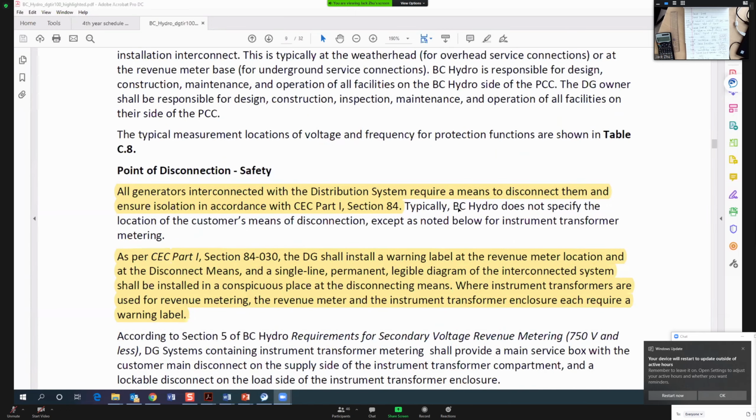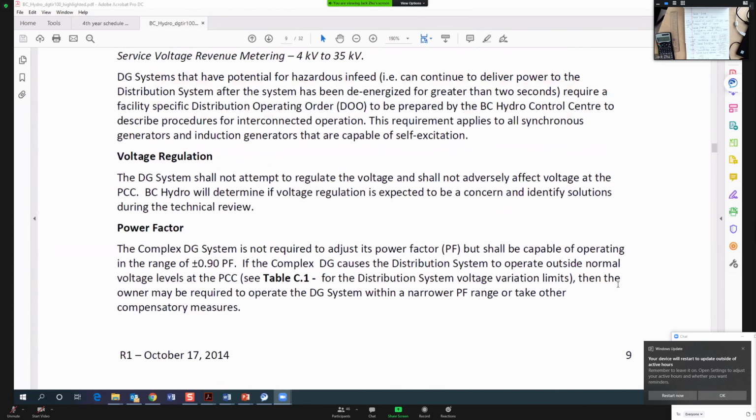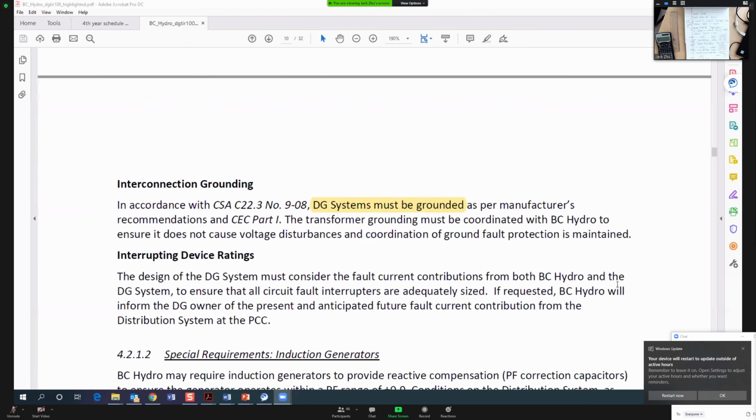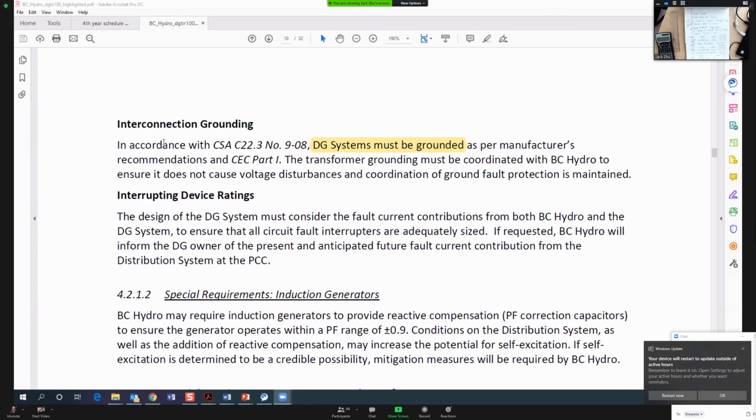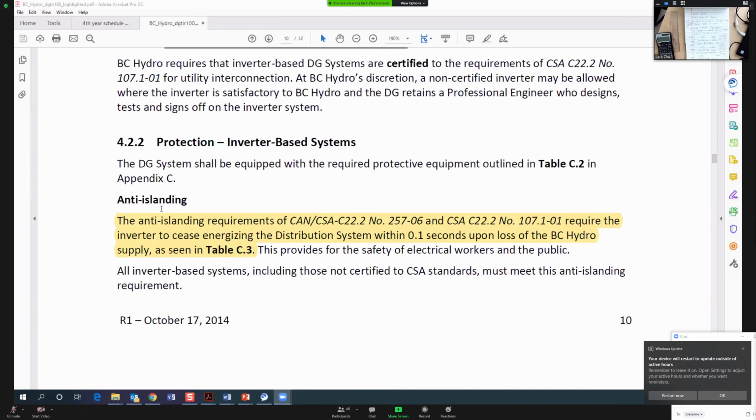Point of disconnection is almost the same. You have to follow the code, section 84. Labels, warnings, those things are the same. Your system must be grounded if you're using a generator. The anti-islanding requirement is the same. You have to disconnect your system within 0.1 seconds if you lose BC Hydro's power.